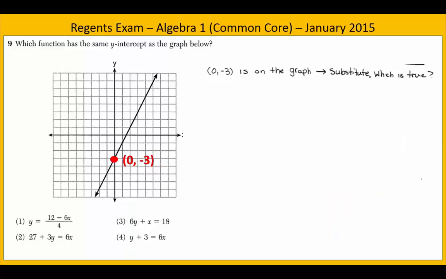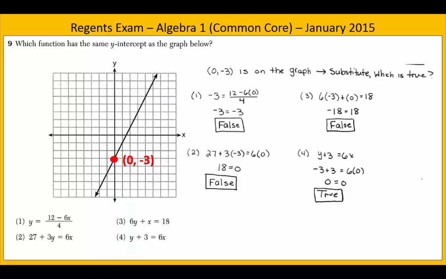Here's another option. 0, -3 is on the graph, and so it must be a solution to the equation that has the same y-intercept. We can substitute 0, -3 into each of the 4 equations and see which one is true. Notice that only choice 4 produces a true equation, and so choice 4 has that same point on its graph, 0, -3, and so therefore it has the same y-intercept.